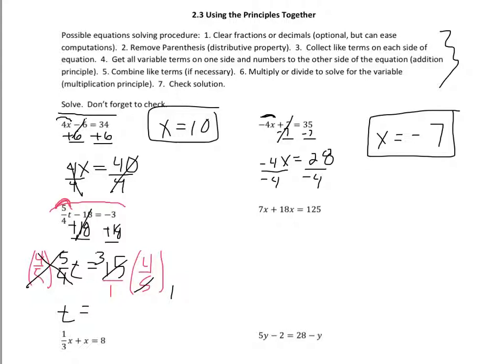3 times 4 is 12, divided by 1 is 12, so we get t equals 12. And that's the answer we're looking for.